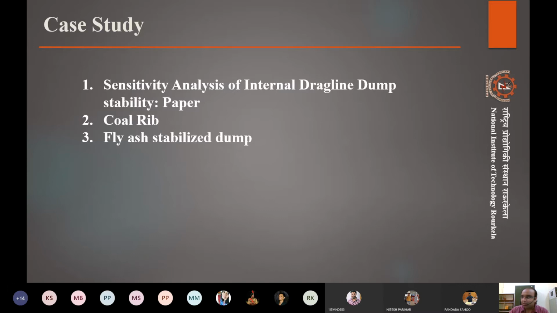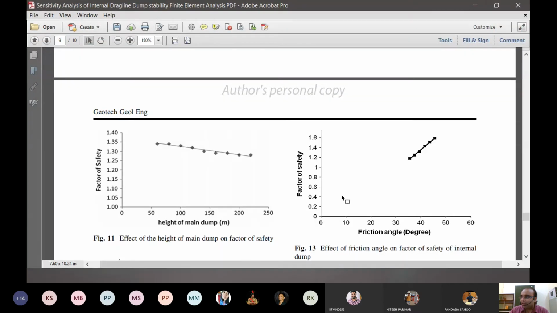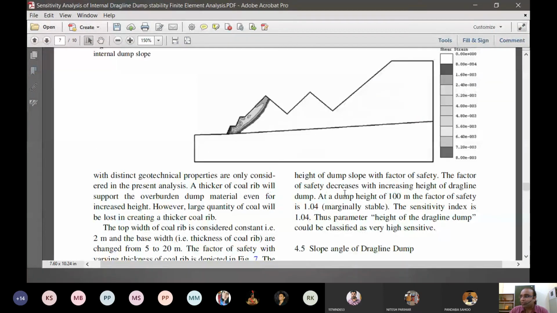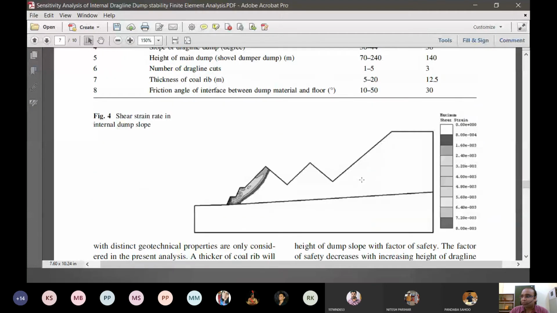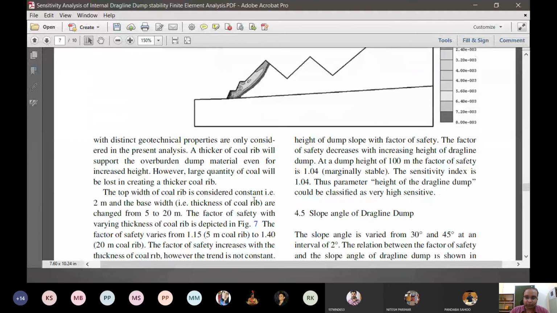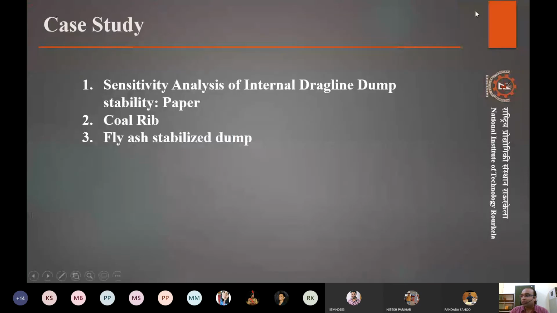So the whole exercise that was done in this paper, so many variations were taken and each of them was simulated and analyzed for its factor of safety, and all this relationship was worked out. Half of this work can actually be done by the software that we are using right now. So I will show you how this is done and what all we can get.